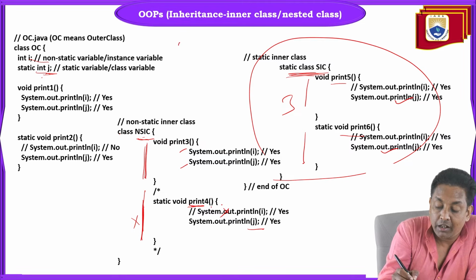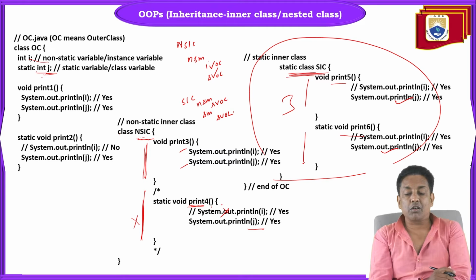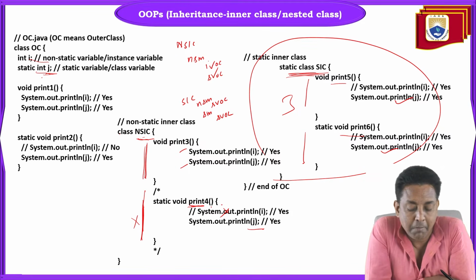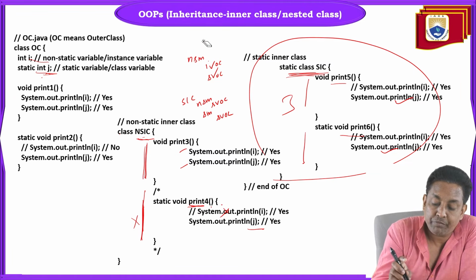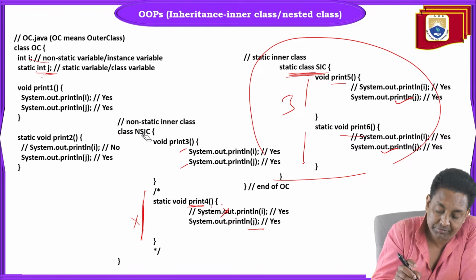Okay, this is clear. In a non-static inner class, we can write only a non-static method, in which we can access both instance variables and static variables of the outer class. We cannot write a static method. In a static inner class, we can write both non-static and static methods. In both, we can access only static variables of the outer class, but not non-static variables. That's all. Clear. Right. And these are all already implemented examples.